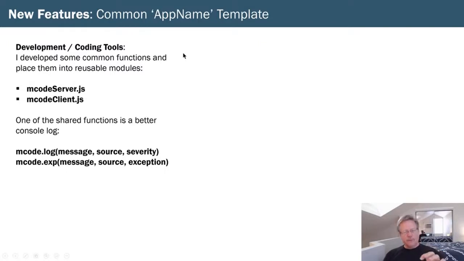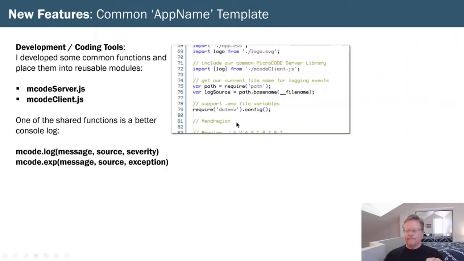First, I started again with the app name template, and I added features into that template framework that I'm going to reuse forever, like the microcode server and microcode client classes or modules of functions. The two big ones in there are log and exception. They take a message, a source, and a severity for logging, and in the case of an exception, a message, a source, and the actual exception message, because an exception is always going to be classified as a fatal severity in my world.